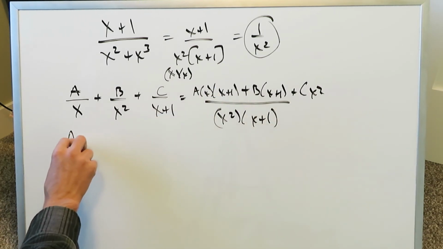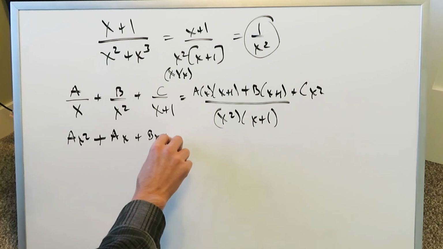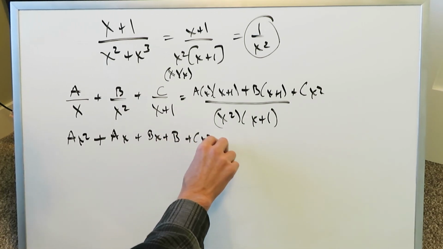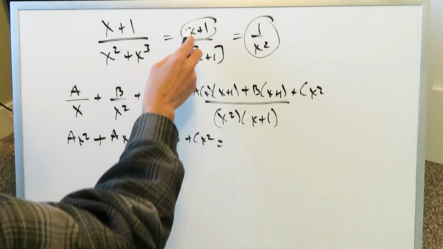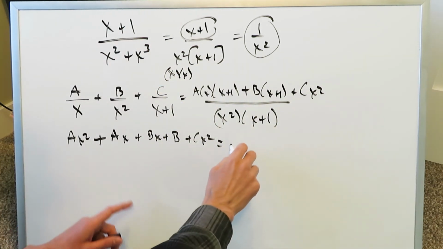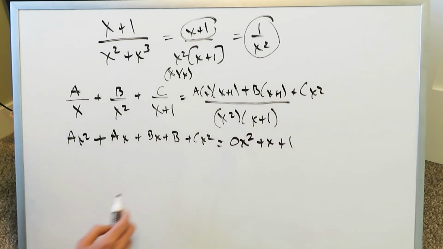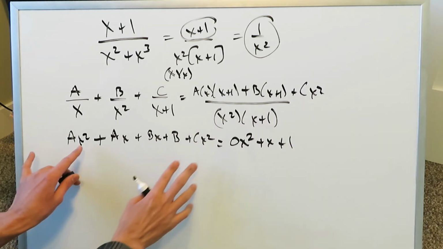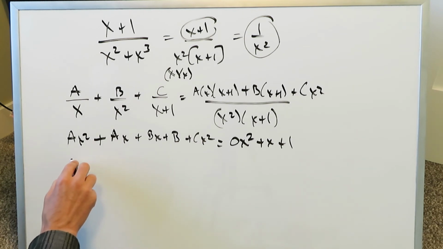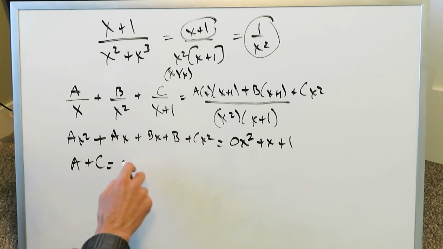Open up everything, you'll have ax squared plus ax plus bx plus b plus cx squared should equal all of this. Everything always equals, right, your original numerator. But I'm seeing square components here, so I add a placeholder, 0x squared plus x plus 1. Now I combine the like terms. I have the square components. I have an ax squared plus cx squared, but I'm only looking at their coefficients. A plus c is equal to this 0.